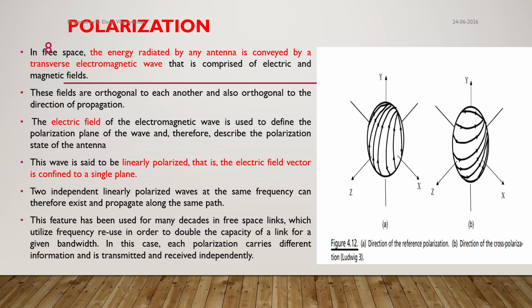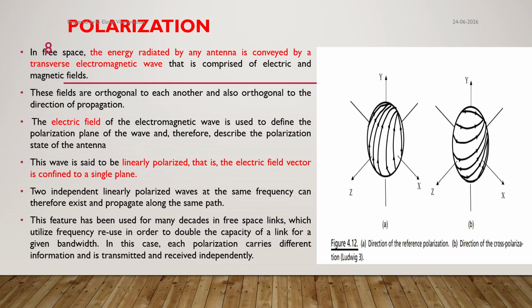The electric field of the electromagnetic wave is used to define the polarization plane of the wave and therefore describes the polarization state of the antenna. For this purpose, we consider the electric field. Then this wave is said to be linearly polarized.